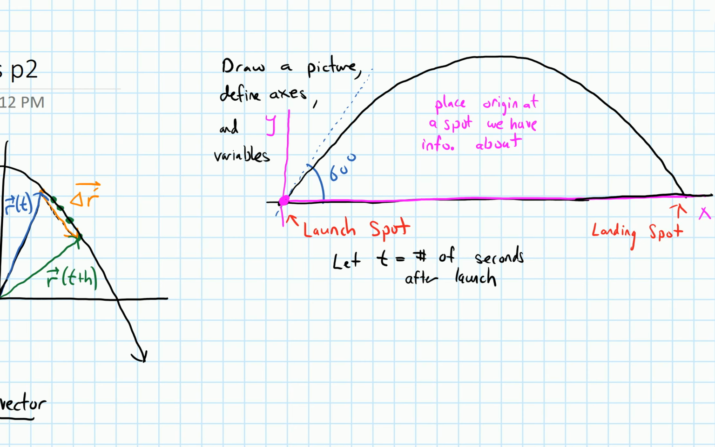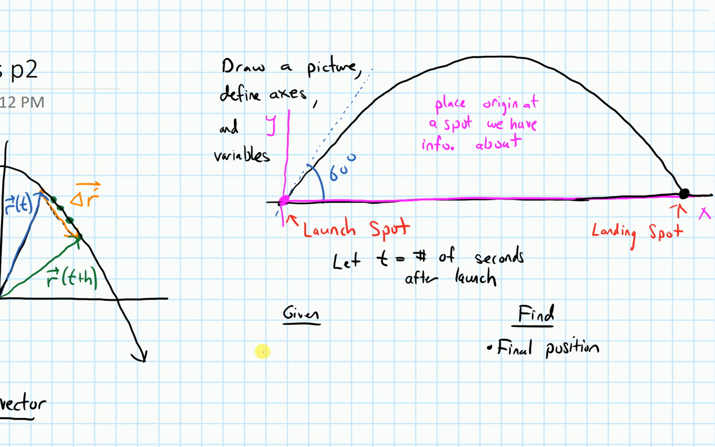All right, so we have a picture, we've defined some axes, some variables, in this case t, an x and a y. So now let's write down what it is that we're given and what it is that we want to find. What we want to find is the final position. We want to know what the position of this object is at that landing spot, because if we know that position, we can figure out how far away it landed from the launch spot. So we need to know the final position.